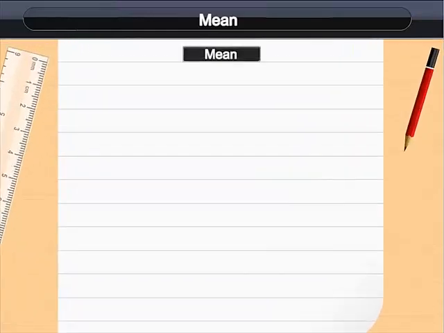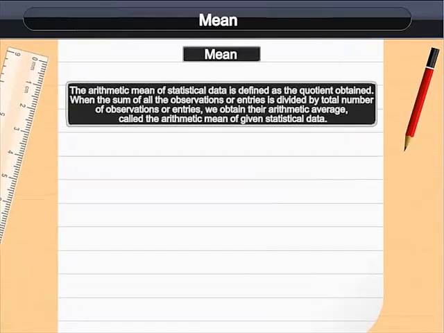Mean. The arithmetic mean of statistical data is defined as the quotient obtained when the sum of all the observations or entries is divided by the total number of observations or entries. We obtain the arithmetic average, called the arithmetic mean of given statistical data.